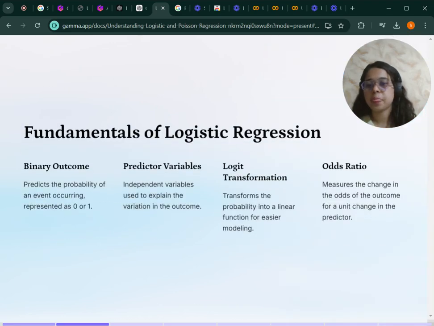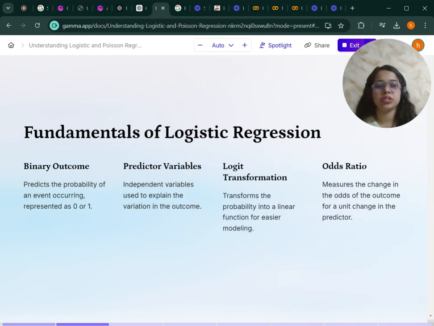So let's get started. Now, fundamentals of logistic regression. Logistic regression is widely used for predicting binary outcomes, that is, situations where the result is either yes or no, true or false, or simply 0 or 1. So, key concepts in logistic regression. Firstly, we have binary outcome, that is, logistic regression predicts the probability of an event occurring. For example, will a customer make a purchase, yes is 1 and no is 0. Second, is the tumor malignant, yes or no, that is 1 or 0. So, that was about binary outcomes.